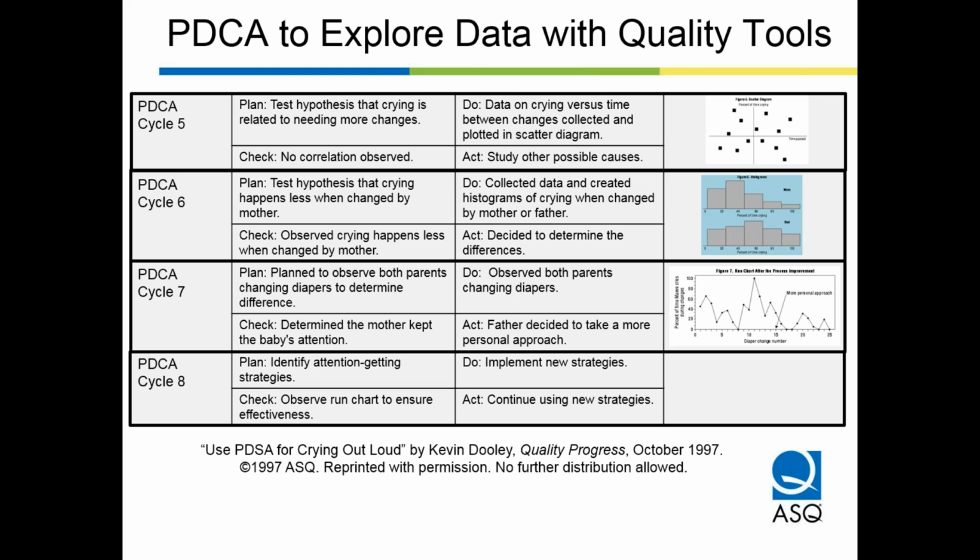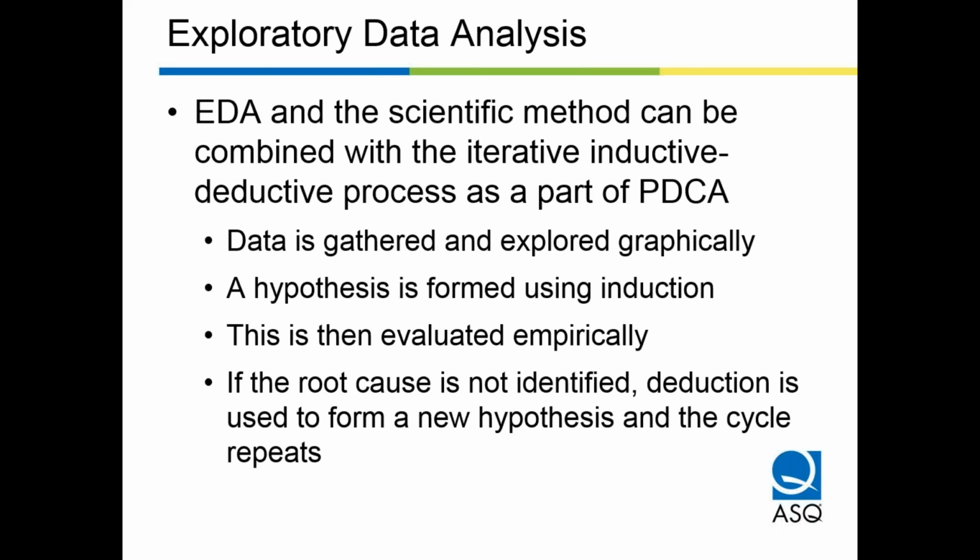Then they test the hypothesis that crying is related to needing more changes. So they did a scatter plot. Crying versus interval, nothing. Then they tested the hypothesis: crying happens less when it's the mother than the father. And they determined that was the case.